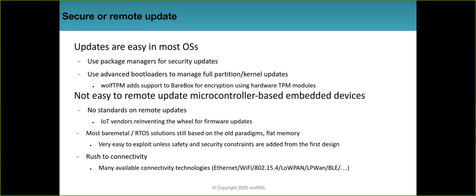And also, it's really hard to come up with a standard remote update mechanism, because often the connectivity technology is widespread. You can have Ethernet, Wi-Fi, BLE, AMD systems. You may have SpaceWire, 1553 and other proprietary connectivity technology. So it makes it really difficult to do a remote update.